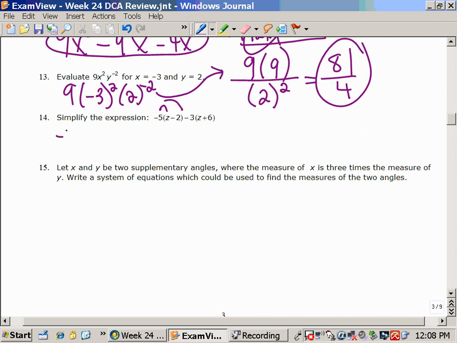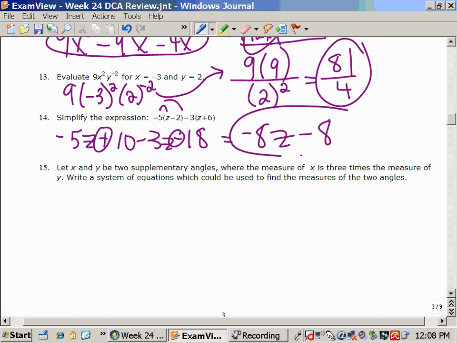All right, number 14, I need to distribute here. So that gives me negative 5z plus 10, watch that plus sign, minus 3z minus 18. Watch these two signs, those will get you. And then I need to combine like terms. Negative 5 and negative 3 is negative 8z. And then 10 minus 18 is minus 8. So it's negative 8z minus 8.